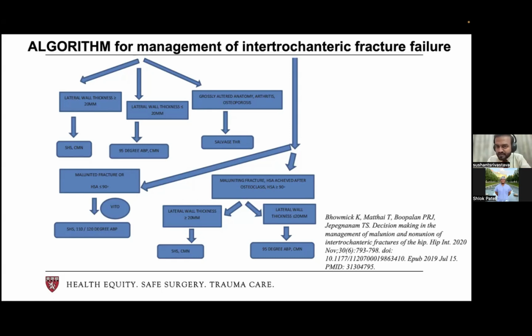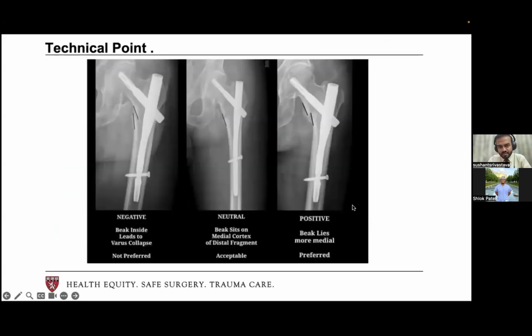If it's a malunited fracture and the head shaft angle is achieved after osteoclasis and the head shaft angle is less than 90-degree, check whether there is a lateral wall thickness of more than 20 mm or less than 20 mm. In case of lateral wall thickness more than 20 mm, do a sliding hip screw or a cephalomedullary nail. Lateral wall thickness less than 20 mm, do a 95-degree angle blade plate with a cephalomedullary nail. This is a landmark paper given by Bhomik et al. from the Hip International Journal.